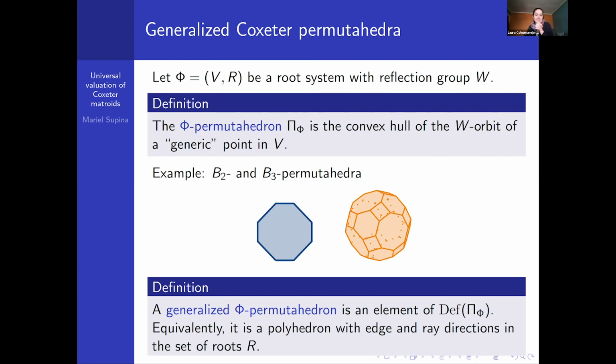I have a question. For the permutahedron, we picked a specific point, like 1, 2, 3 to n. And here we're picking just any generic point. Is there a best generic point to pick, like a maximally symmetric one or something?